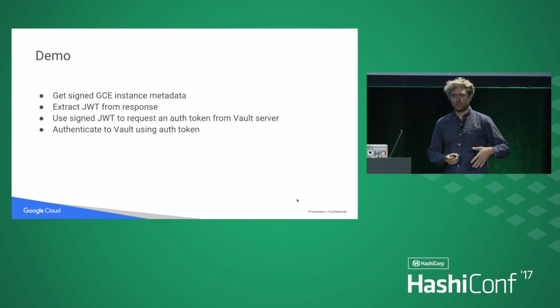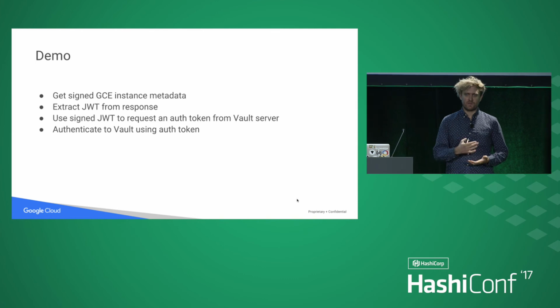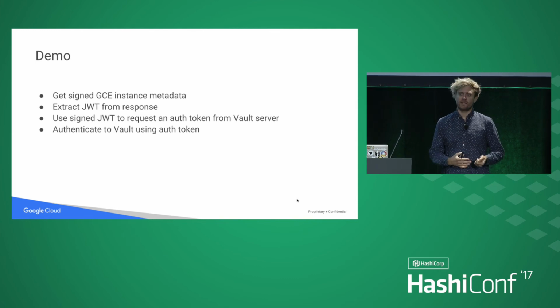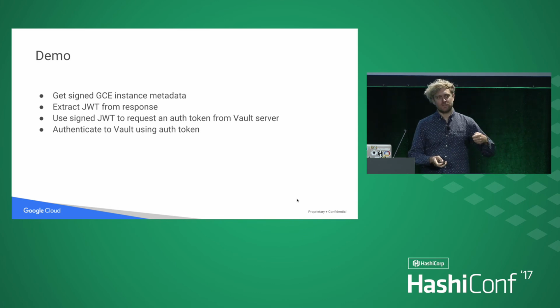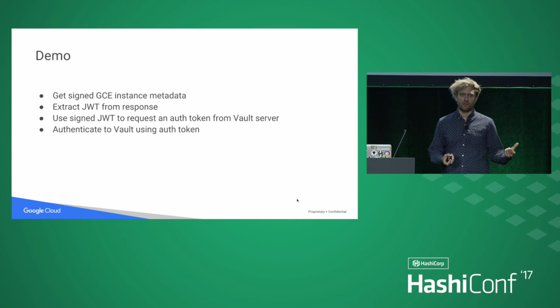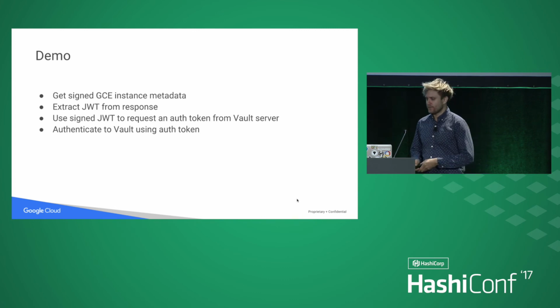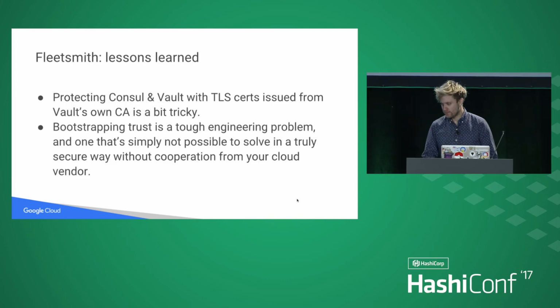Quick overview of the demo I'm about to give. It's a simple 4-step process that you're going to see reflected in the script I'm going to run. The first thing that happens is you have to make a request to the Google metadata server. You receive back some signed metadata. You extract a JWT from that. Then you pass that to Vault. And then what you get in return from Vault is the Vault authentication token. So pretty straightforward. Let's go ahead and jump in.